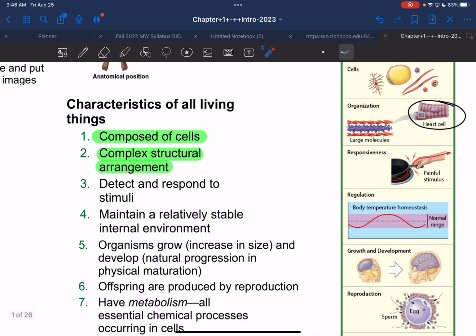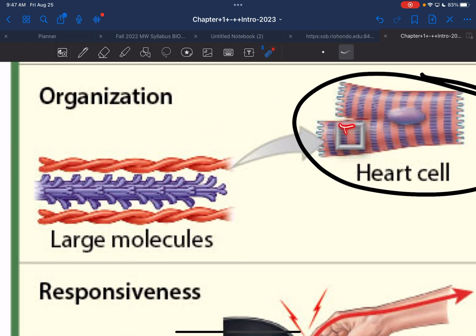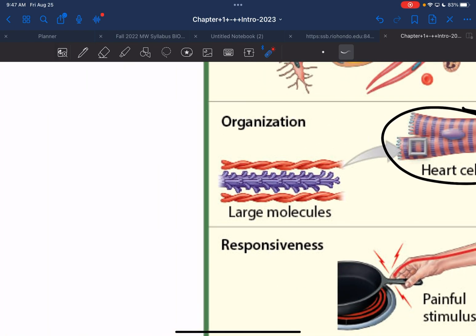You can see that everything is made out of complex structural arrangements. Molecules will make larger structures inside of an actual cell. So the cell, this whole little critter here, is going to have little components inside of it that are very complex.